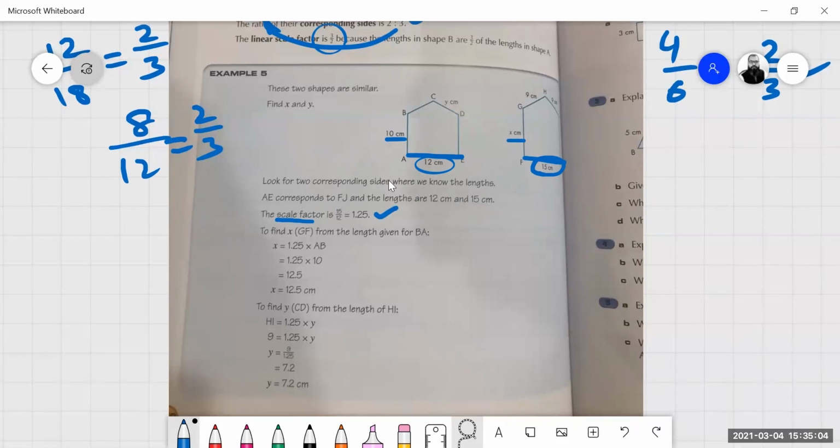Okay, now I understand. Does anyone have confusion about scale factor? Because this is the most important thing in these questions.